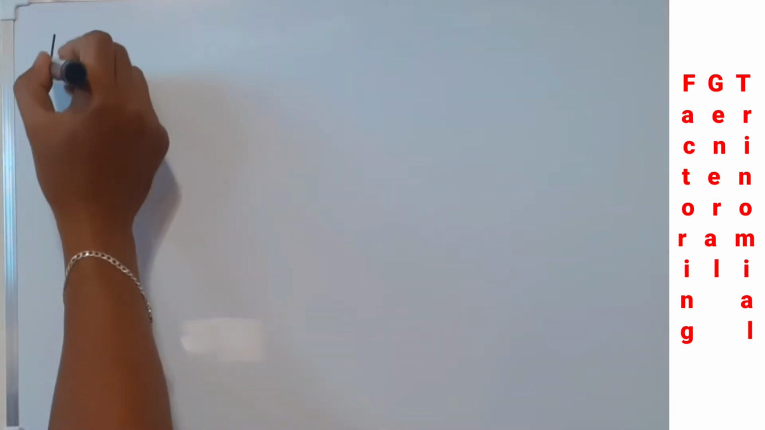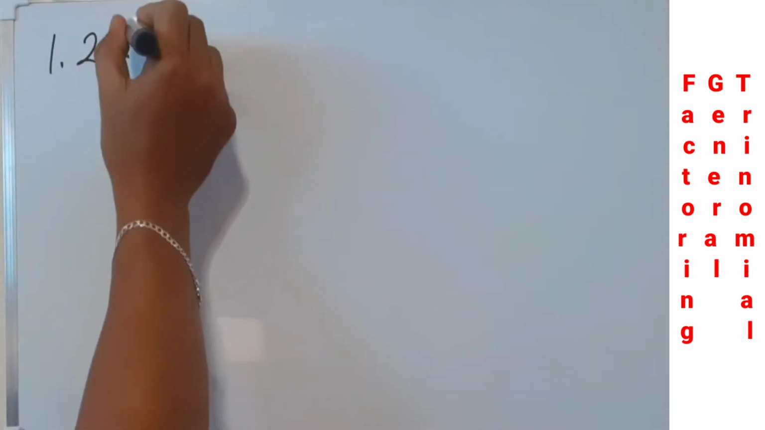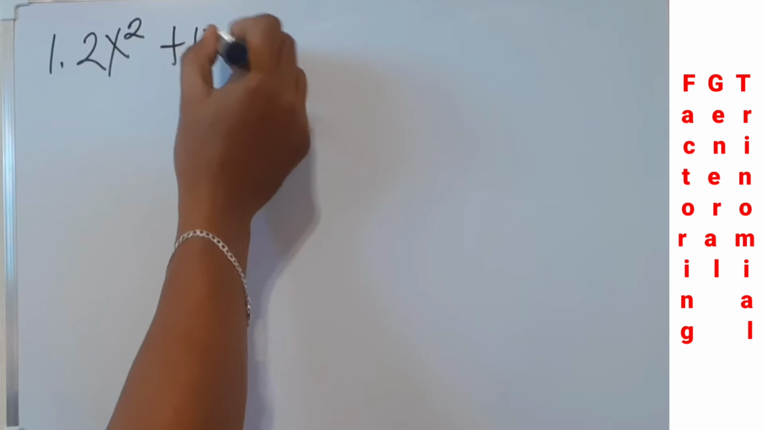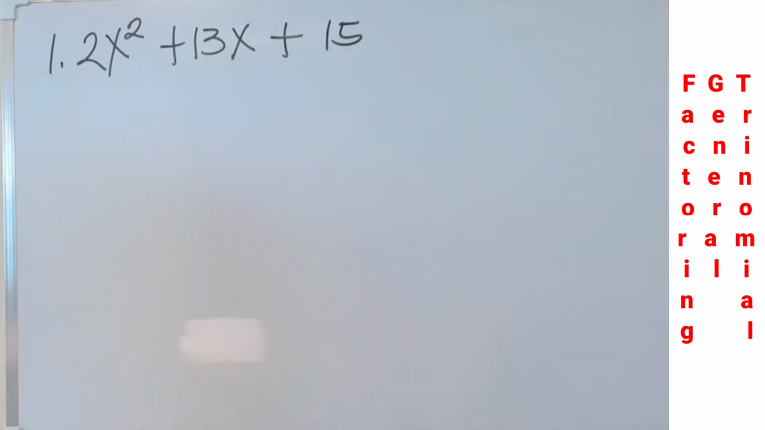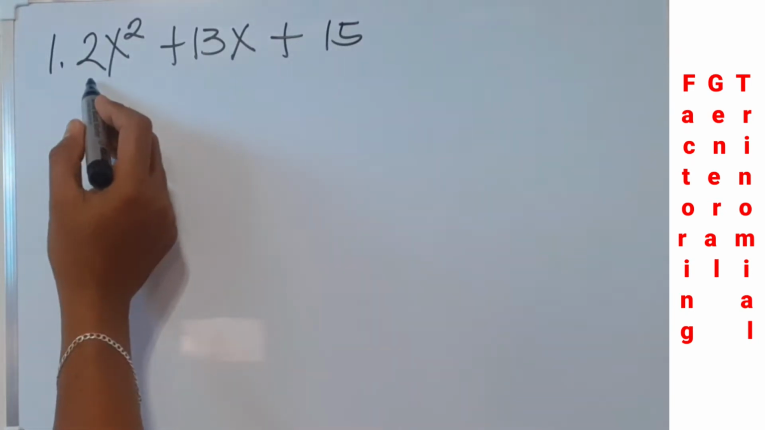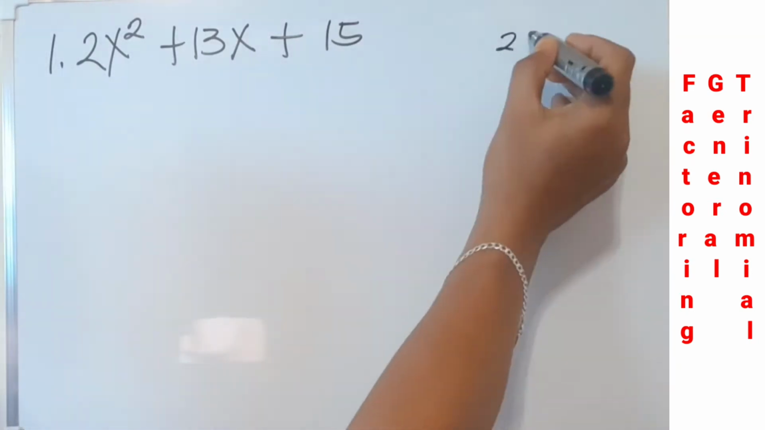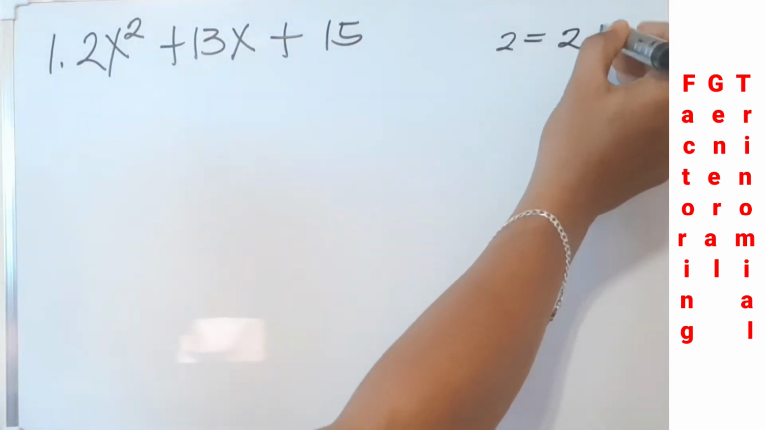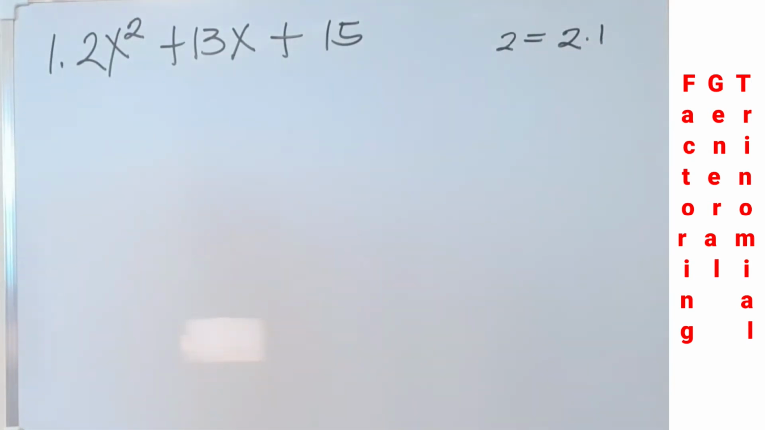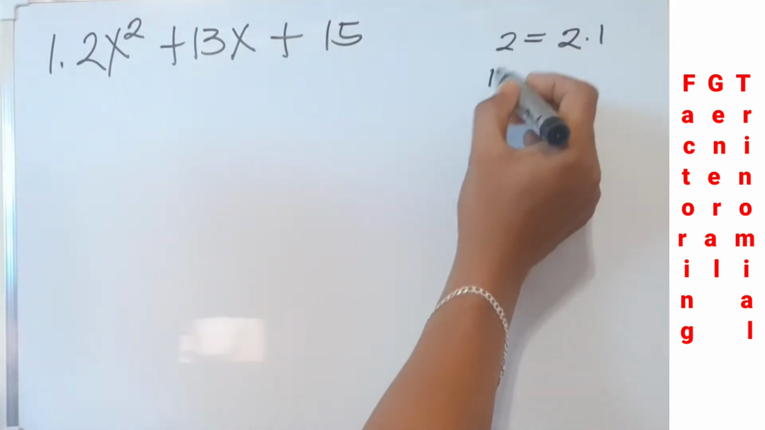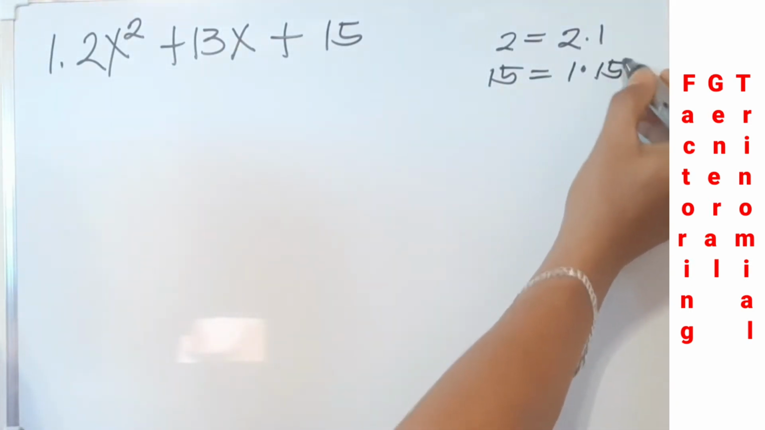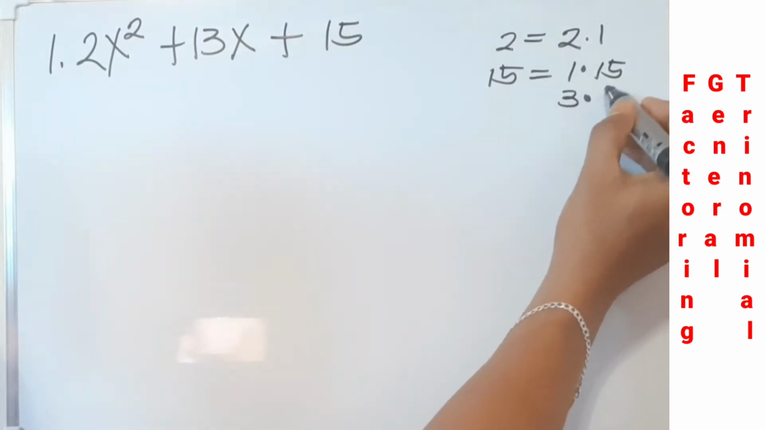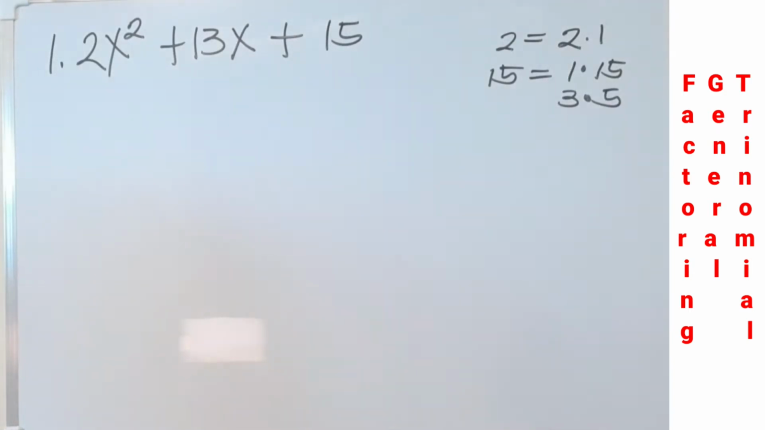Number 1, we will factor 2x squared plus 13x plus 15. First to do is list all the factors of the first term, which is 2. No other factor, which is 2 times 1. List also the factors of 15. 15 is 1 times 15 and 3 times 5.